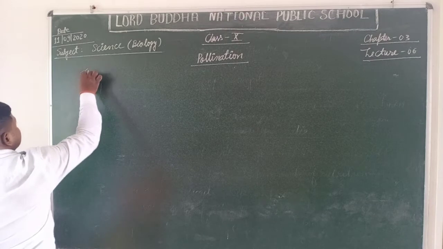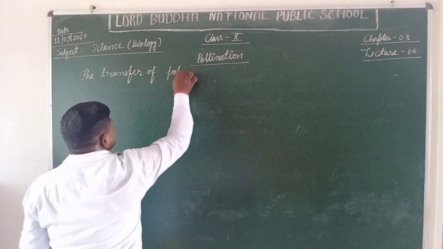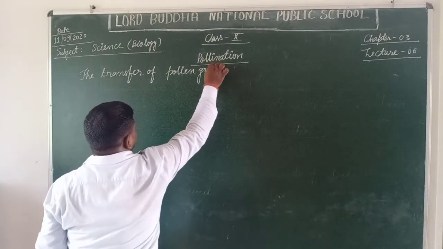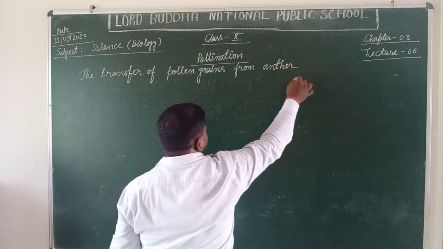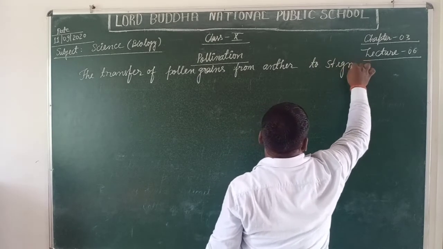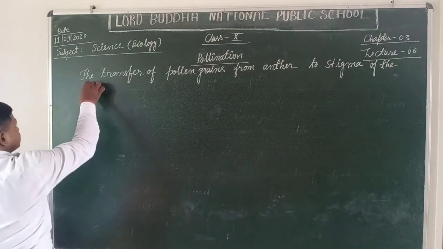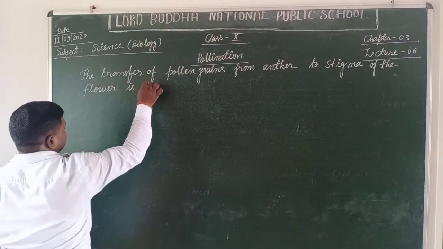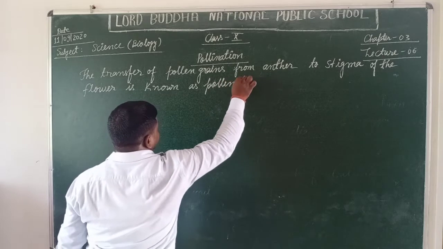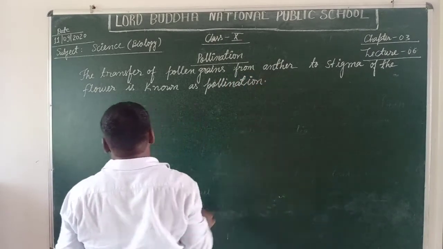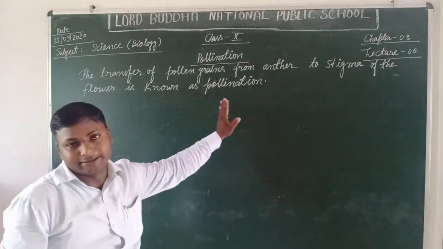Students, the transfer of pollen grains from anther to stigma of the flower is known as pollination.